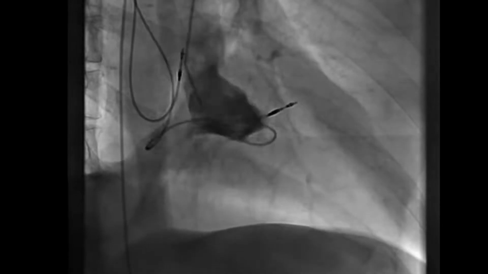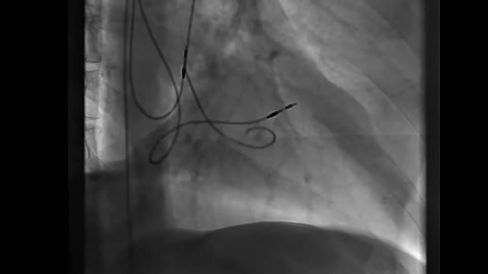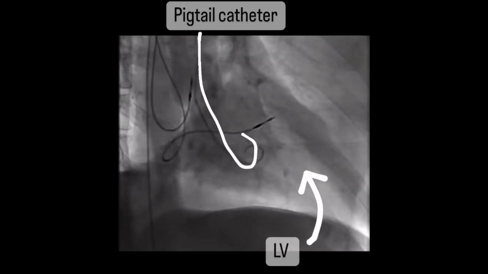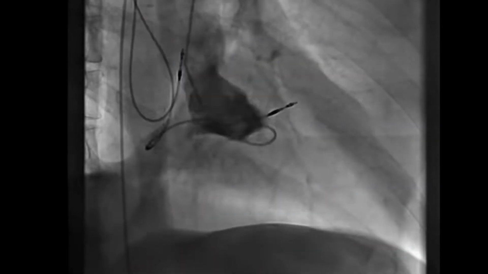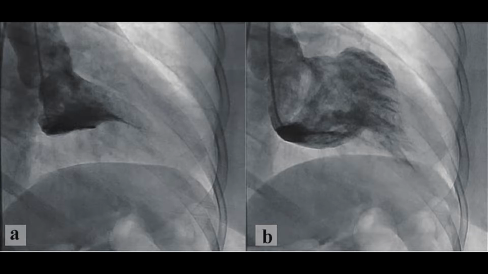This is one more video of an apical hypertrophic cardiomyopathy patient undergoing a left ventriculogram. Here you can see where the left ventricle is, and this is the pigtail catheter that's injecting dye into the left ventricle. And what I want you to see is that this is indicative of spade sign. Here's a still image showing that.